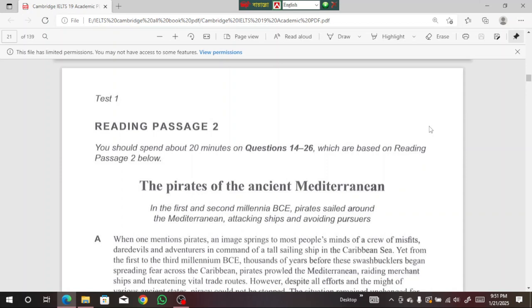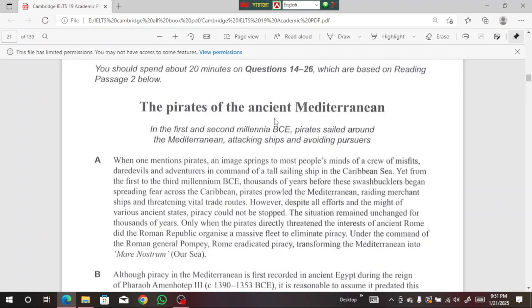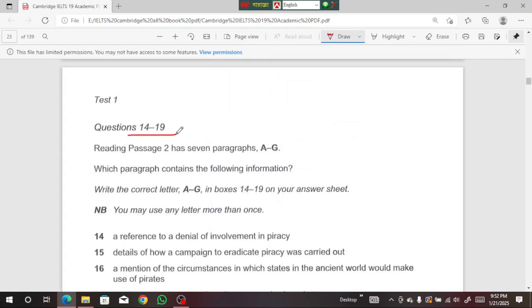Today's topic is IELTS Cambridge 19 Test 1 reading passage 2. It's about the pirates of the ancient Mediterranean. The subheading: in the first and second millennia BCE, pirates sailed around the Mediterranean, attacking ships and avoiding pursuers. Questions 14 to 19.